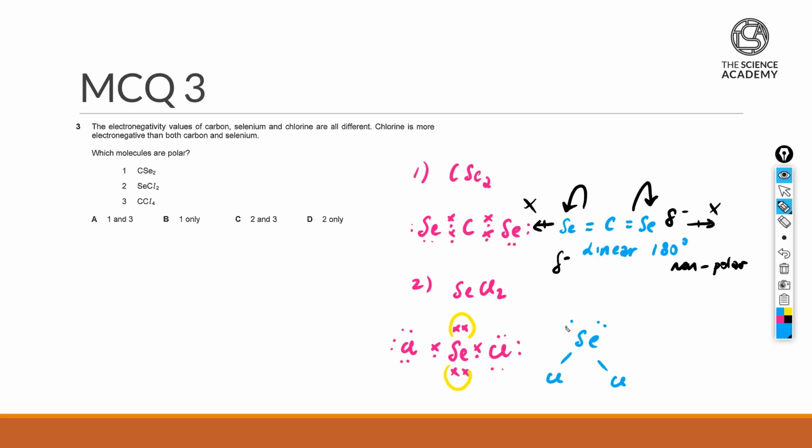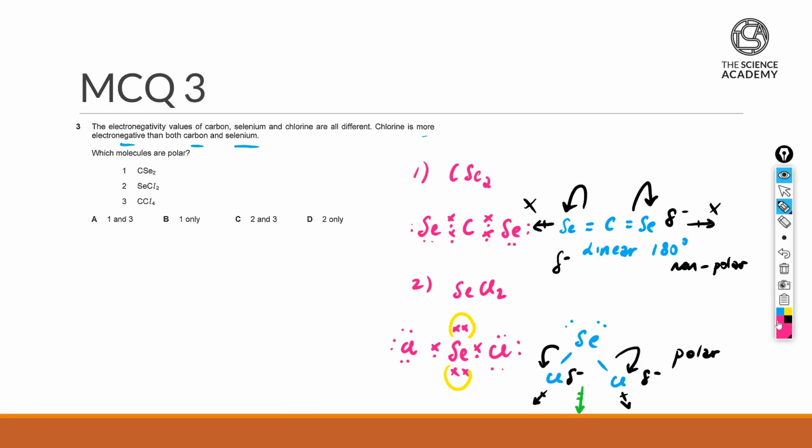And since chlorine is more electronegative as compared to selenium, polarization of the bond will be going towards the chlorine atoms themselves. You do have a dipole moment going towards the bottom left and bottom right. And since both of these dipole moments do not cancel out, you do have an overall net dipole moment, suggesting that selenium dichloride is considered to be a polar molecule.